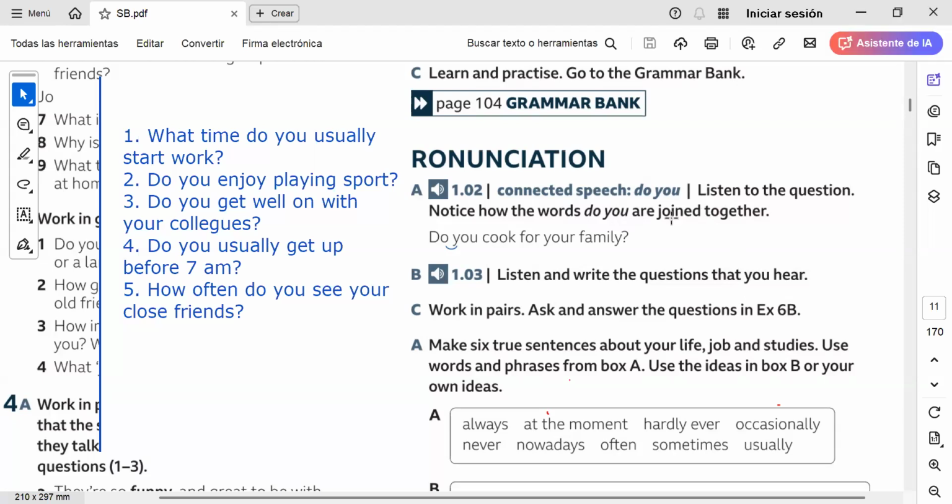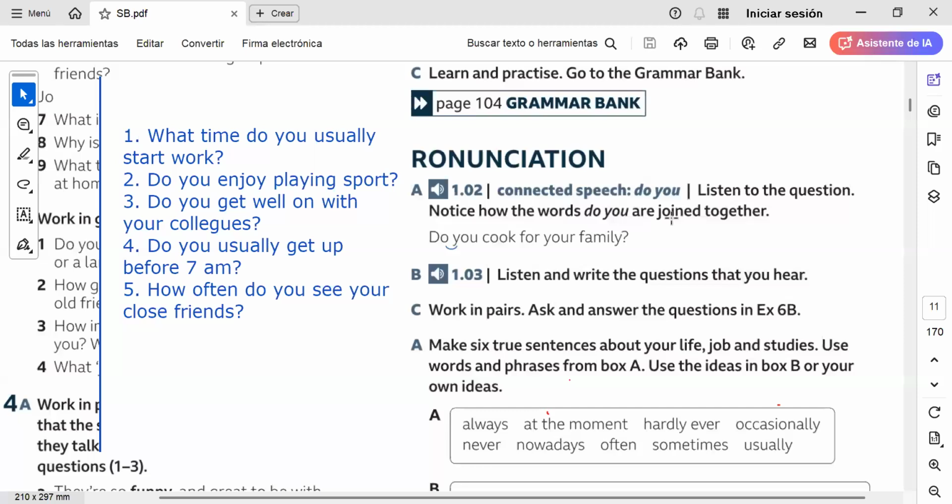What time do you usually start work? I start working at 9 a.m. Do you enjoy playing sport? Yes, I play basketball usually. Do you get on well with your colleagues? Yes, yes.